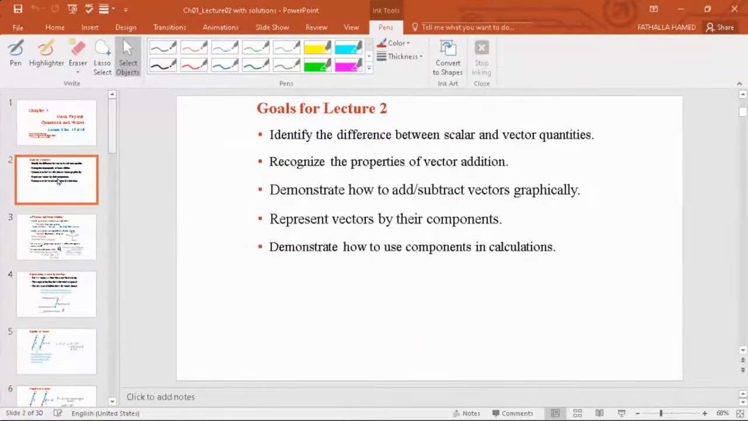Our learning goals for this lecture: the first is to identify the difference between scalar and vector quantities, recognize the properties of vector addition, demonstrate how to add and subtract vectors graphically, represent vectors by their components, and demonstrate how to use components in calculation.